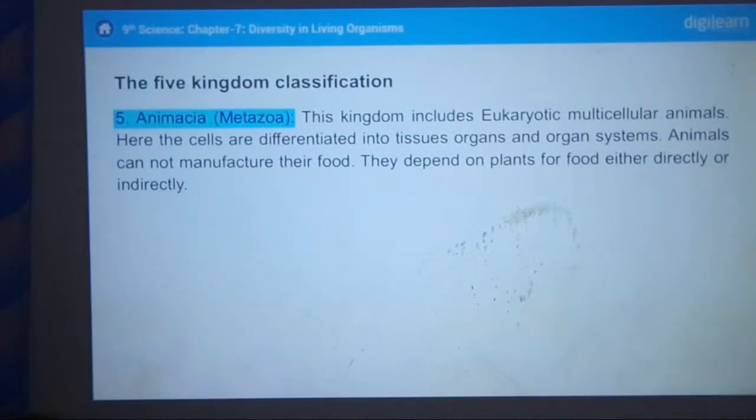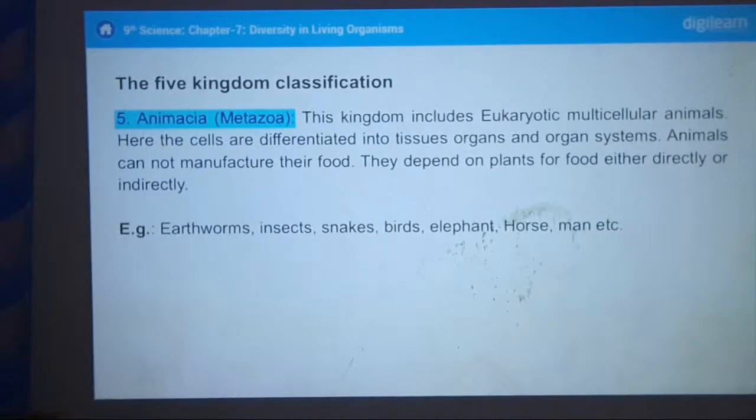Animalia, that is Metazoa. This kingdom includes eukaryotic multicellular animals. Here, the cells are differentiated into tissues, organs and organ systems. Animals cannot manufacture their food. They depend on plants for food either directly or indirectly. Examples, earthworms, insects, snakes, birds, elephant, horse, man, etc.